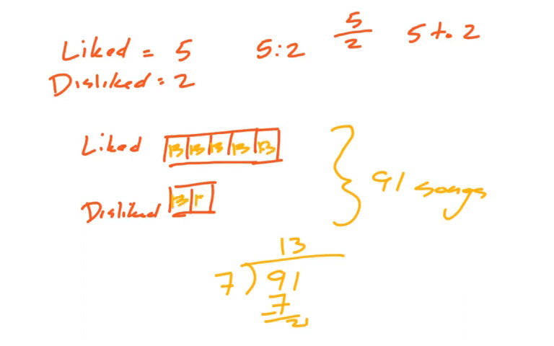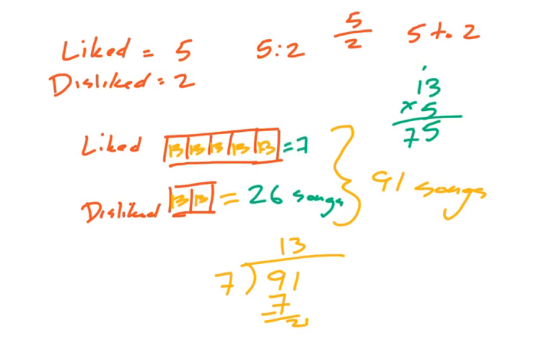And so if we imagine that each box is 13 songs, then we would know that down here with easy math, we find that he dislikes 26 songs. How many songs would he have to like? Well, we could subtract 91 minus 26 to find that, or we could just do 13 times 5, and that's going to tell us that in all, he likes 75 songs.